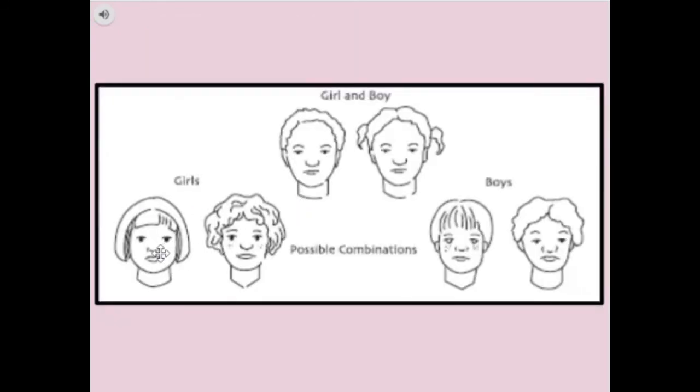So we could either have two girls, two boys, or a girl and a boy. Those are the possible combinations. They wouldn't look exactly the same. They would just look like brothers or sisters.